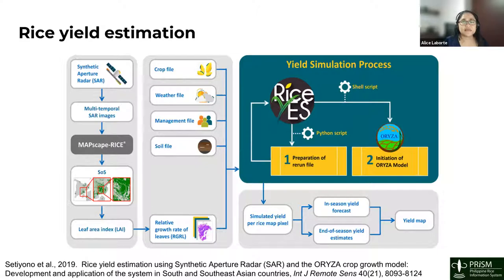Rice yield is estimated using the crop growth simulation model ORYZA, which requires as input weather, soil, crop-specific parameters, and management practices to simulate yield. Satellite imagery is an additional input to be able to estimate mid-season forecasts and end-of-season yields.